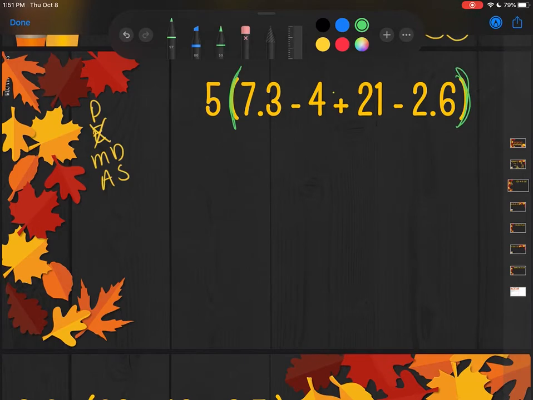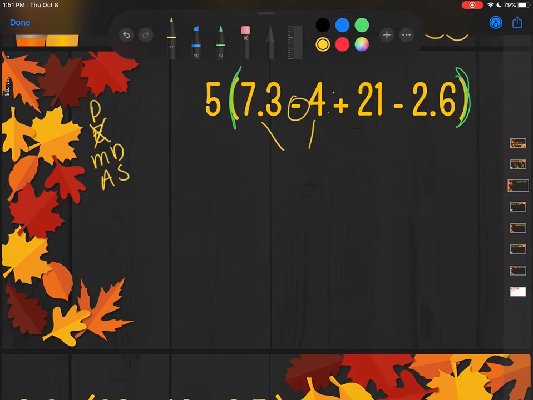Inside those parentheses, I've got to follow order of operations. I don't have any multiplication or division, right? I don't have any other parentheses. I just have addition and subtraction. So addition and subtraction is done from left to right. So I'm going to start off by doing my first subtraction, which would be 7.3 minus 4.